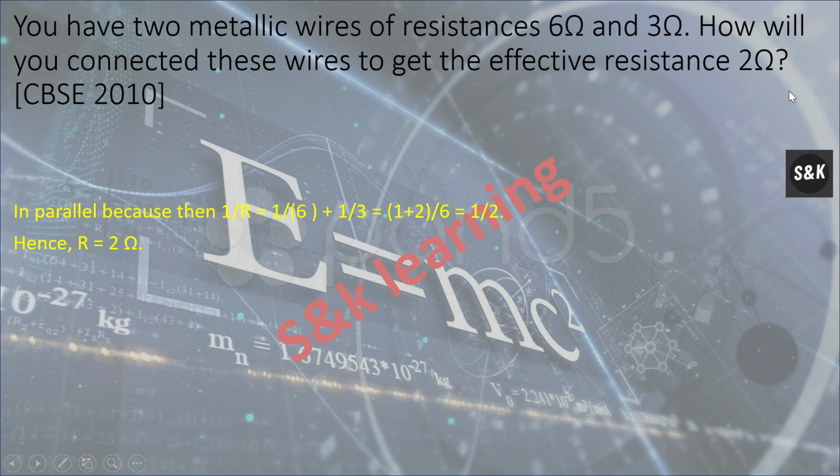You have two metallic wires of resistance 6 ohm and 3 ohm. How will you connect these wires to get the effective resistance of 2 ohm? In parallel, because then 1 upon R equals 1 upon 6 plus 1 upon 3 equals 1 by 2. Hence the resistance is 2 ohm.